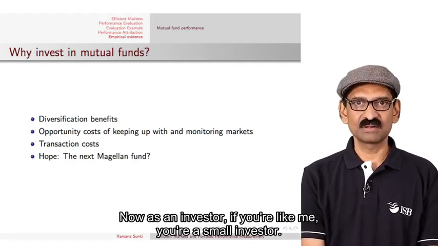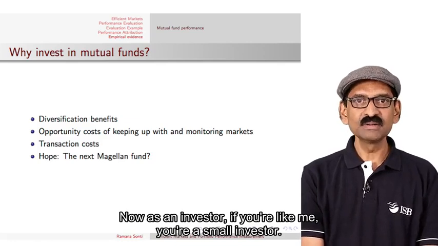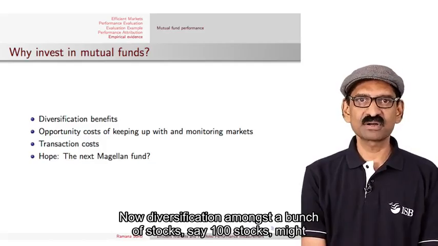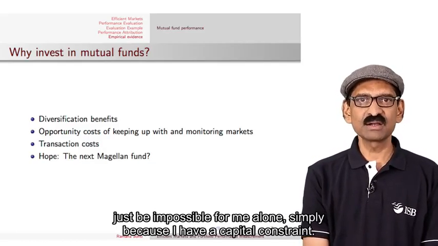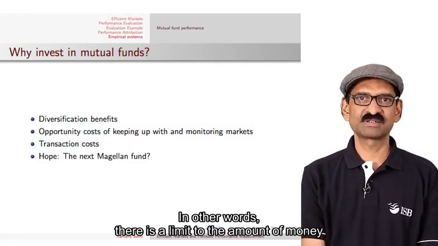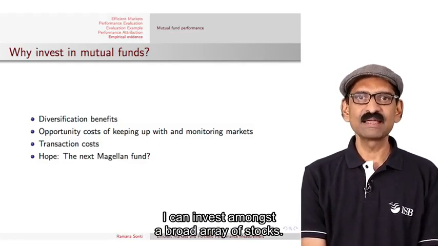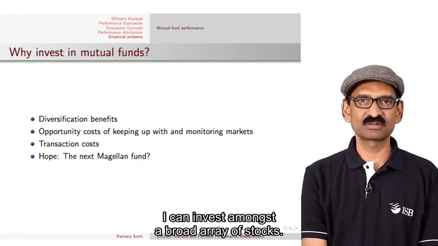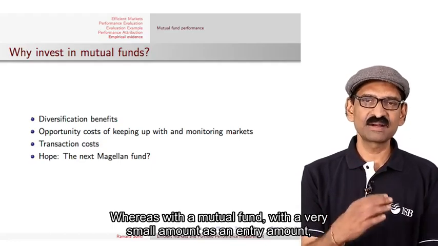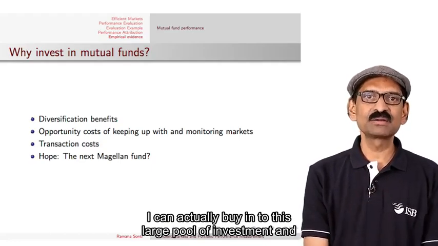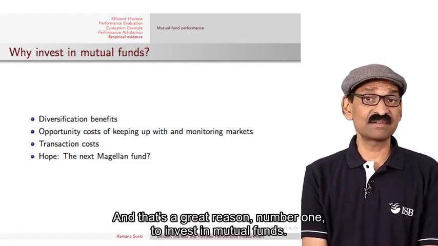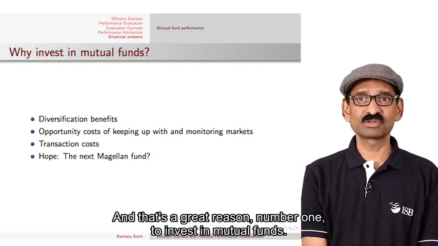Now, as an investor, if you are like me, you're a small investor. Diversification amongst a bunch of stocks, say 100 stocks, might just be impossible for me alone simply because I have a capital constraint. In other words, there is a limit to the amount of money I can invest amongst a broad array of stocks. Whereas with a mutual fund, with a very small entry amount, I can actually buy into this large pool of investment and buy ready-made diversification. And that's a great reason, number one, to invest in mutual funds.